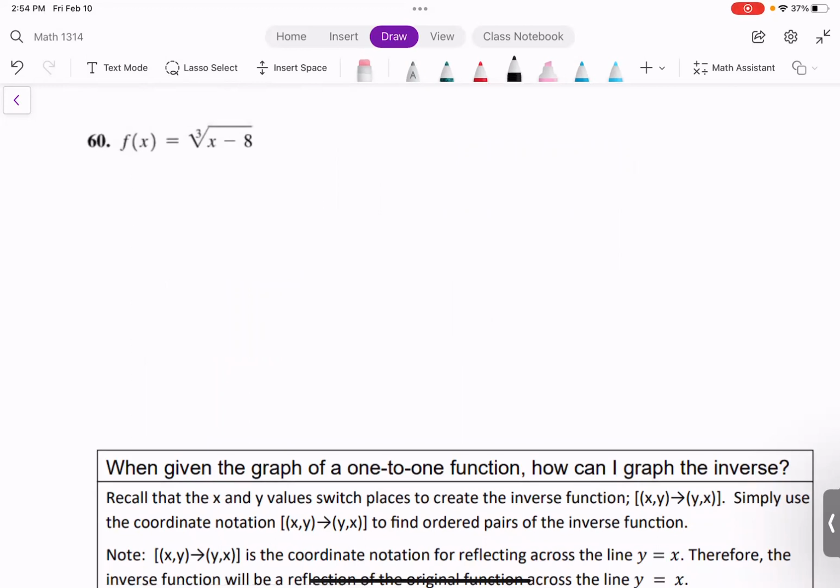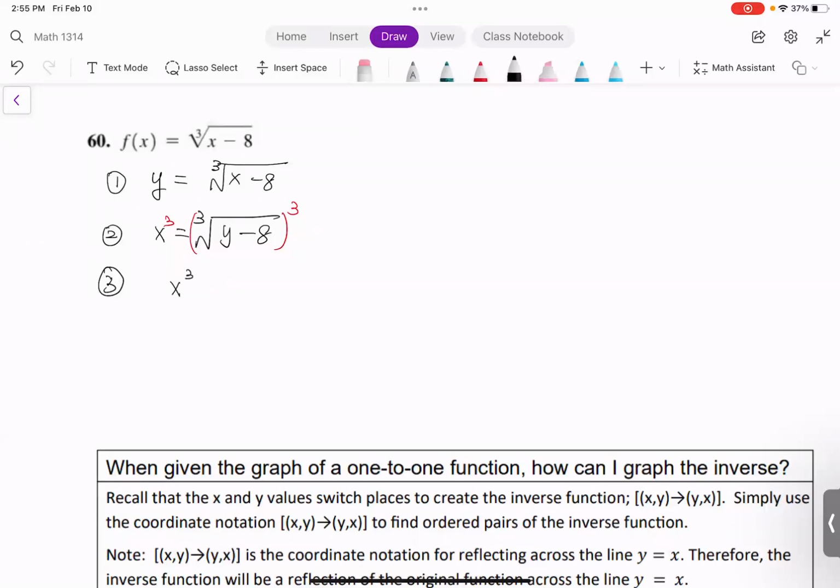Number 60, f of x equals cube root of x minus 8. We follow 3 steps. First step, replace f of x with y. Second step, swap x and y: x equals cube root of y minus 8, and then solve for the y. If I'm solving for the y, I need to cube both sides to get rid of the cube root. Oh, sorry, cube both sides.